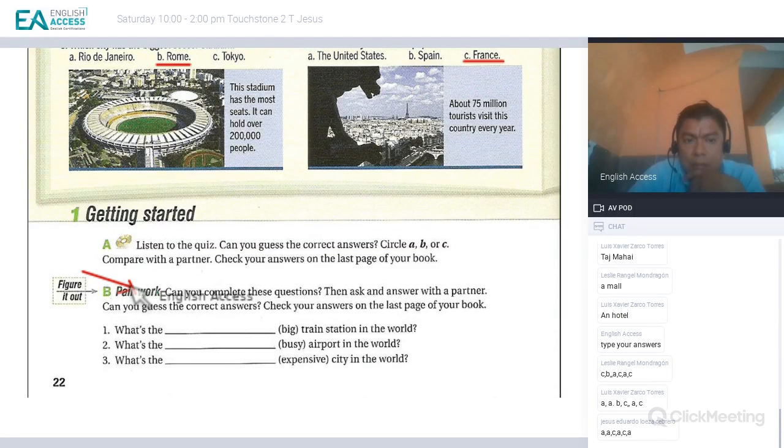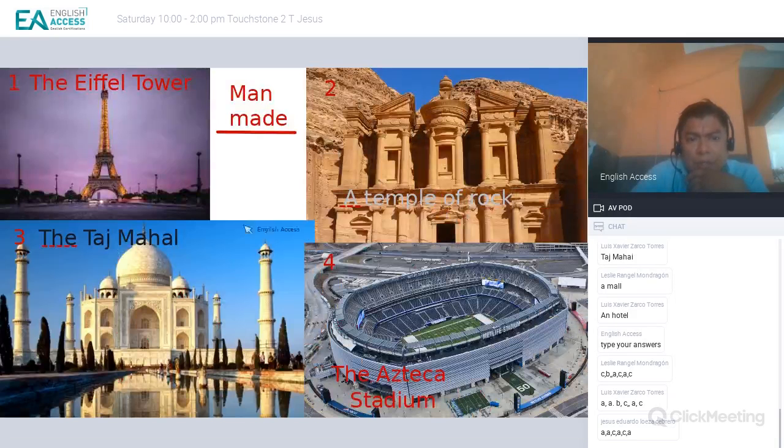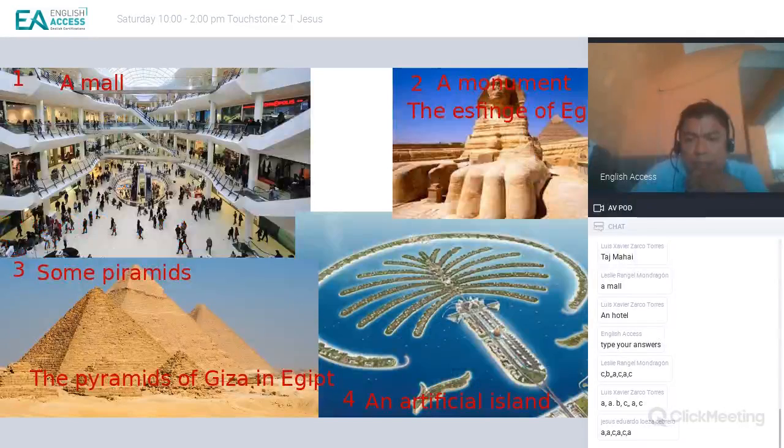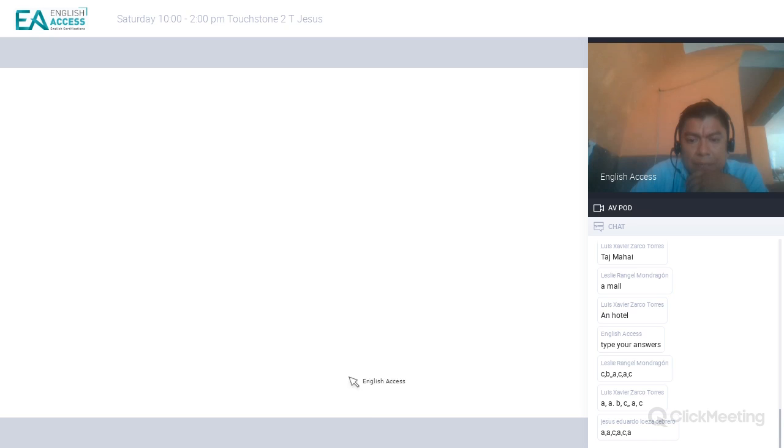Okay. So let's do pair work. Can you complete these questions? Then ask and answer with a partner. Number one, you have your books. So use your books and type your answers in the interactive whiteboard right here. Right there. Type your answers, please.